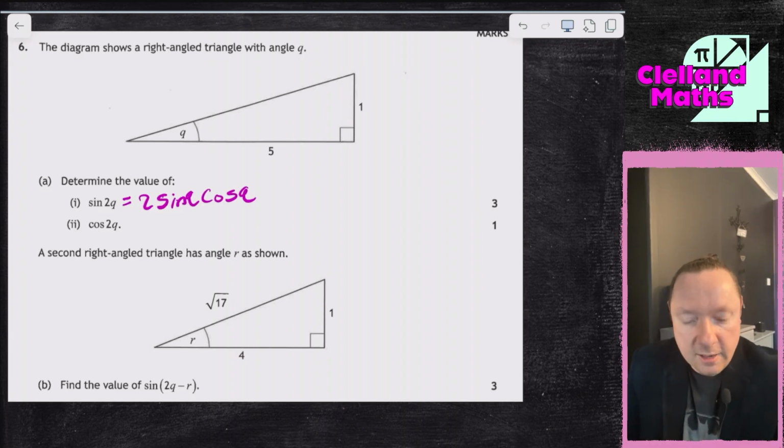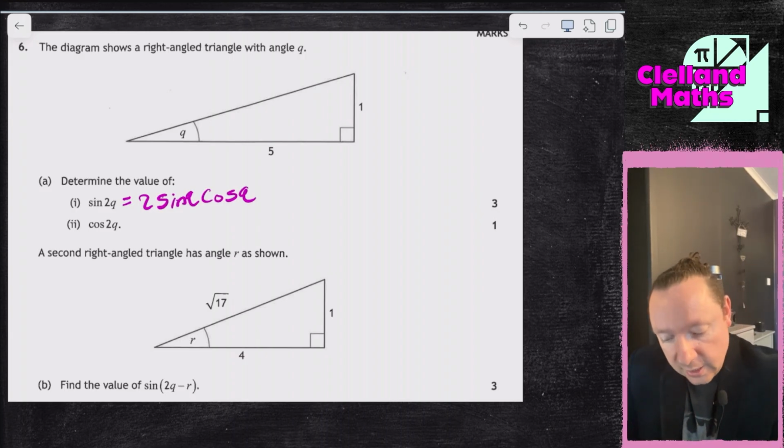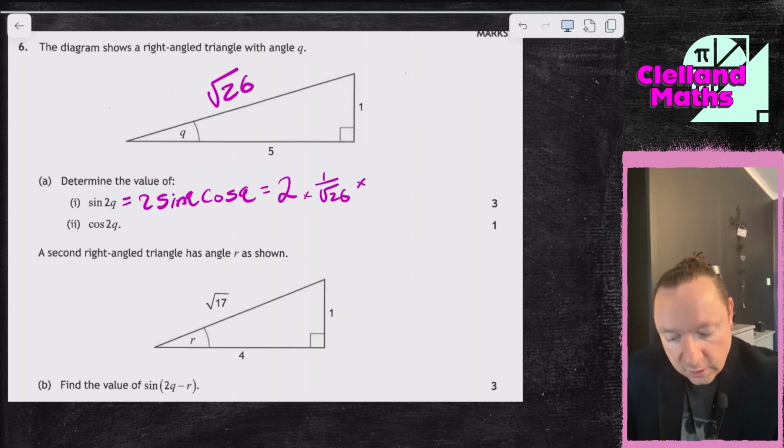5 5s is 25, 1 1s is 1, that's 26, so that's root 26. So we get the sine of Q is 1 over root 26. And the cos of Q is 5 over root 26.